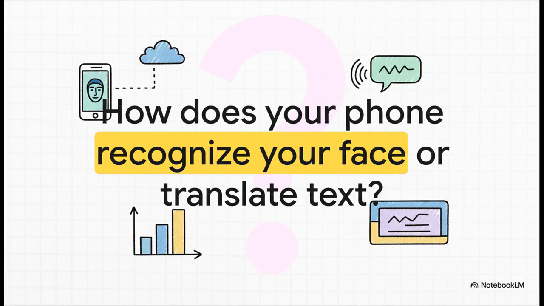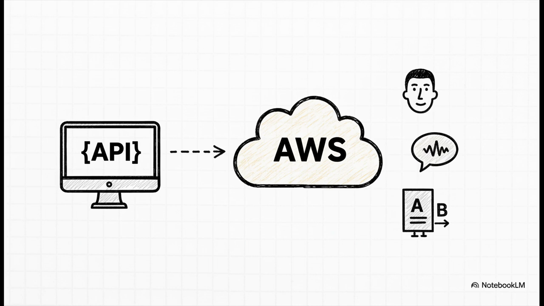You know how your phone just unlocks when it sees your face? Or how a website can translate a whole page of text in the blink of an eye? We see this kind of AI magic every single day. And yeah, it feels totally effortless, but let me tell you, building that stuff from scratch, that is a huge undertaking. But what if building those incredible features was as simple as making an API call? That's the big idea we're talking about today.